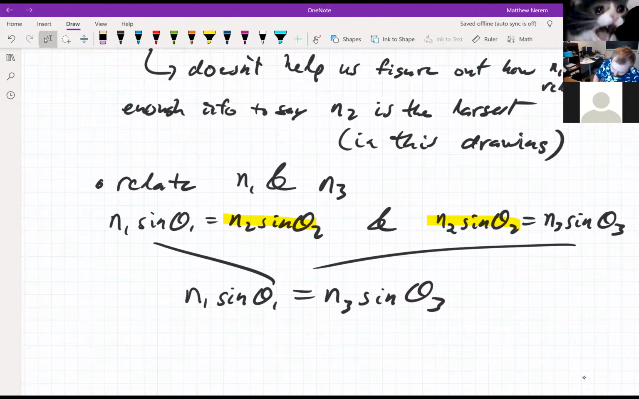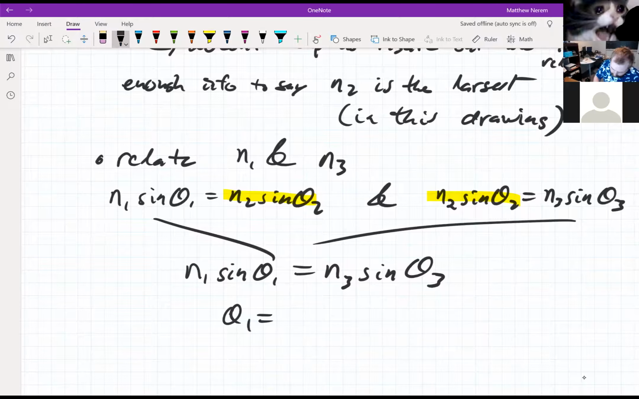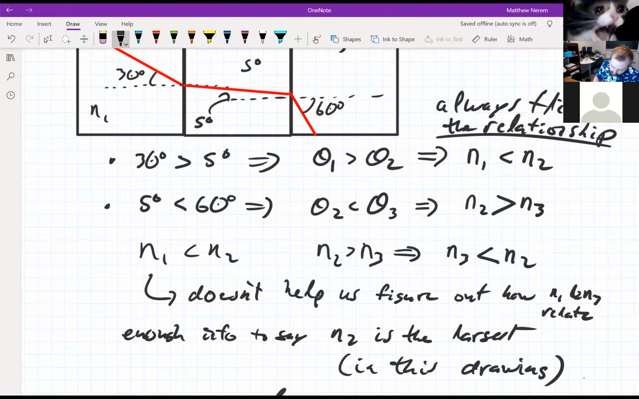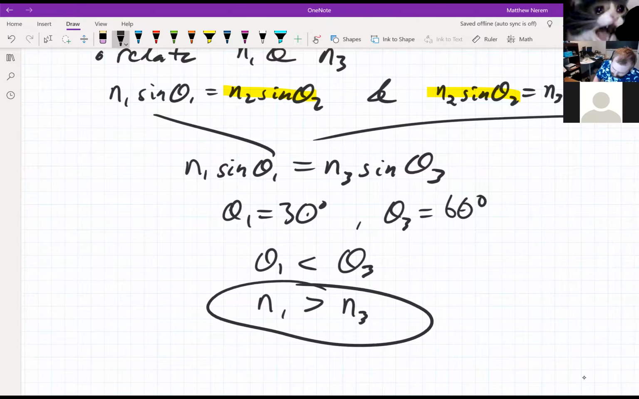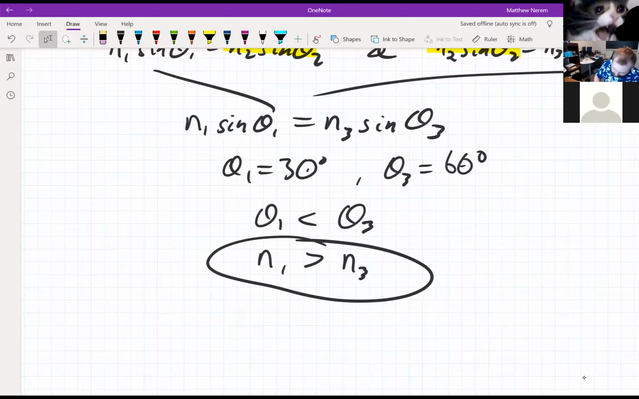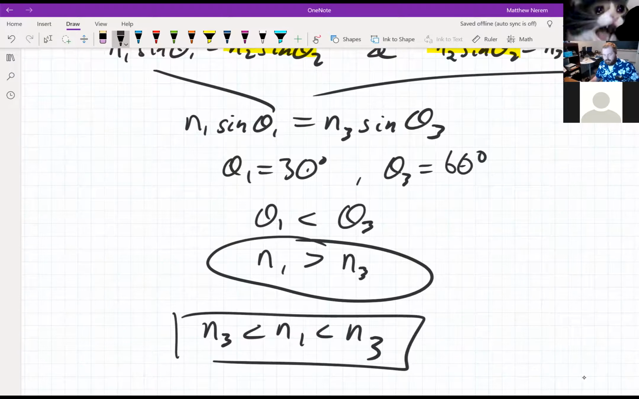Right? So what do we say? Theta 1 was 30 degrees. Theta 3 was, let's go back a bit, 60 degrees. So theta 1 is less than theta 3. Flip it. N1 is going to be greater than N3. So altogether it becomes, let's see here, N3 is at the bottom, N1, N3, for that picture.